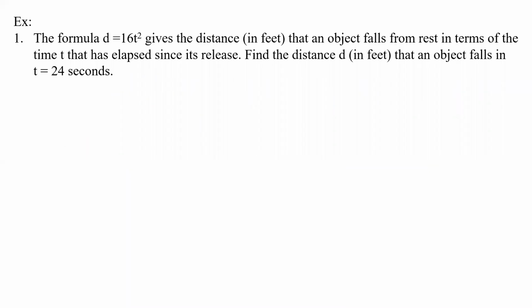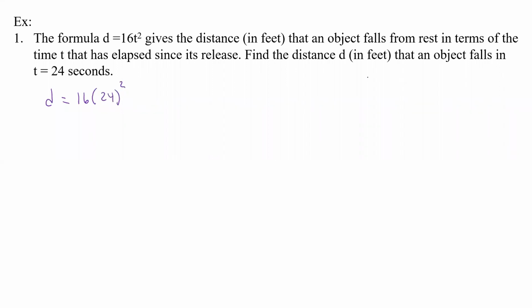Now it says the formula d equals 16 times t squared gives the distance in feet that an object falls from rest in terms of the time t that has elapsed since its release. Find the distance d in feet that an object falls in t equals 24 seconds. Well, that means we're going to have to plug in 24 here. So that means there are some big numbers we're going to have to multiply. So d equals 16 times 24 squared.